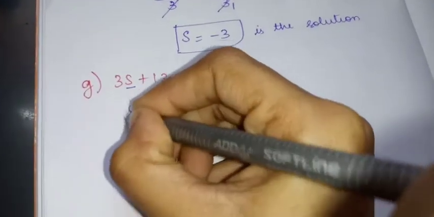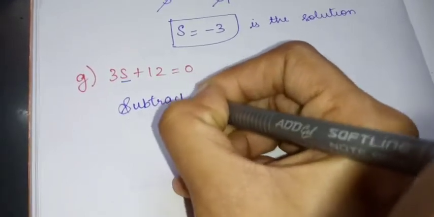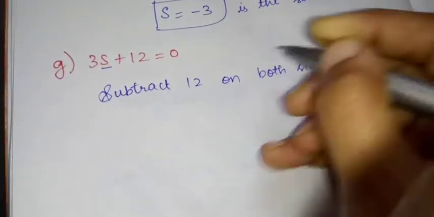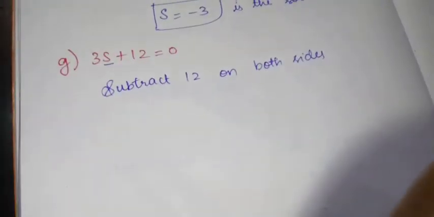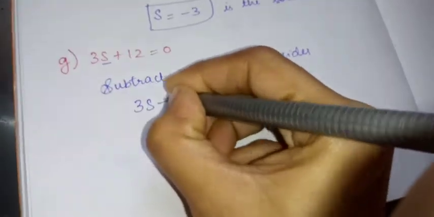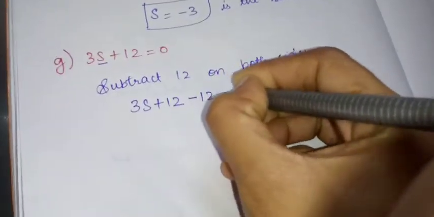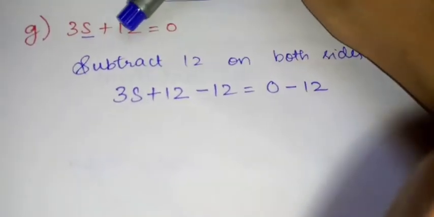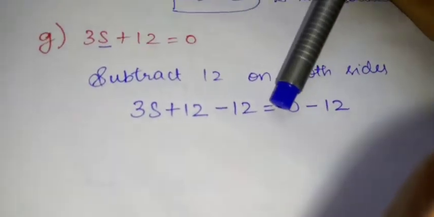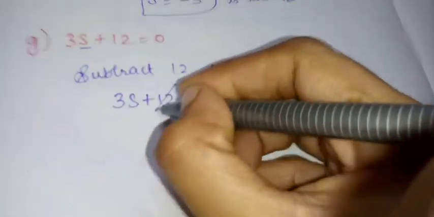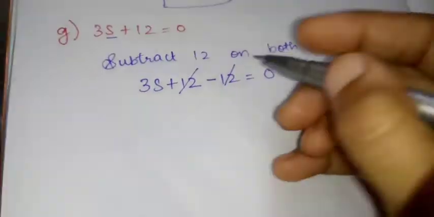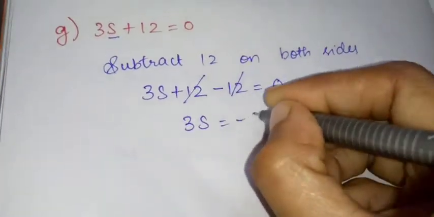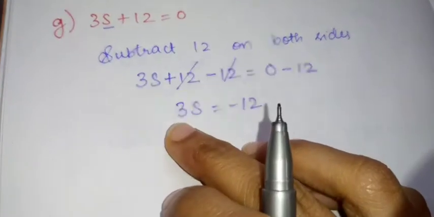So first what will you do? Subtract 12 on both sides. You will subtract 12 on both sides. So this plus 12 will get eliminated. 3z plus 12 minus 12 is equal to 0 minus 12. So plus 12 minus 12 will get cancelled. So 3z is equal to 0 minus 12, which is minus 12.